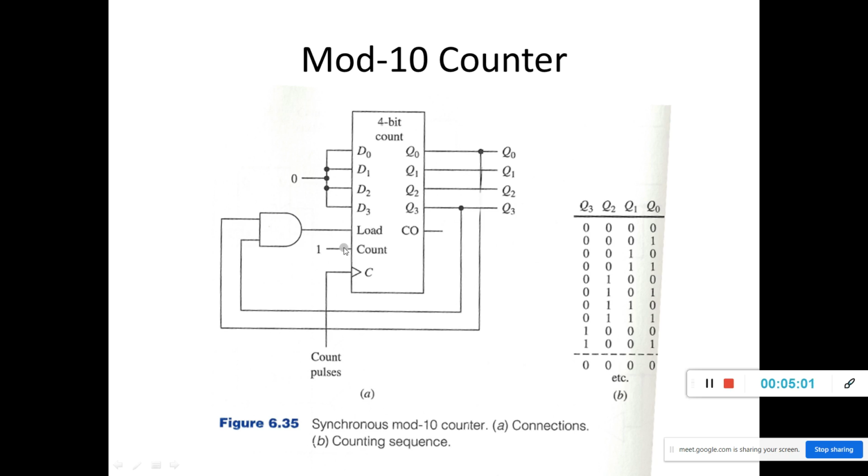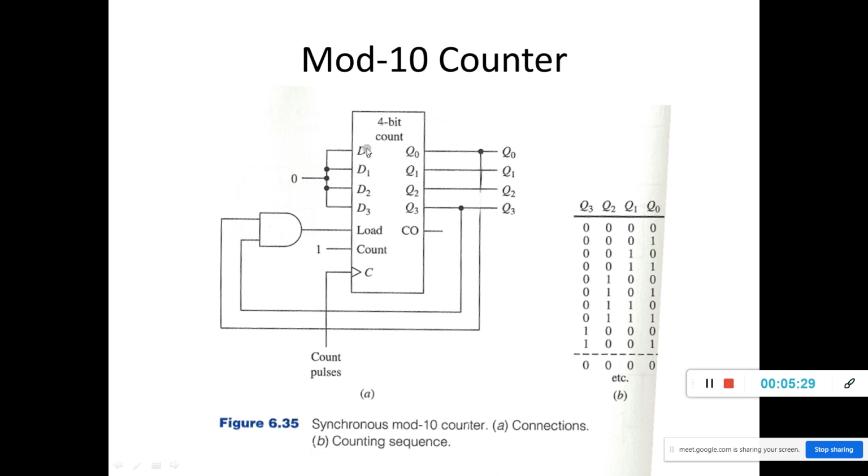Count enable signal is for counting the states 0, 1, 2, 3 for the counting sequence. Load enable signal is 1 means to load the inputs with 0. What you have to understand is that this box is actually a 4-bit binary up counter. It counts from 0 to 15. Total 16 states are there because it is a 4-bit up counter.